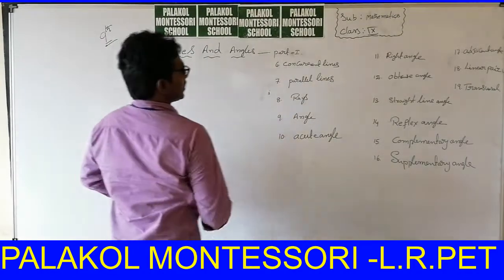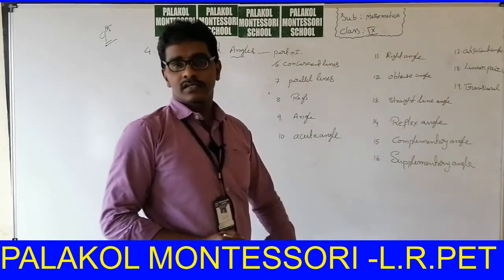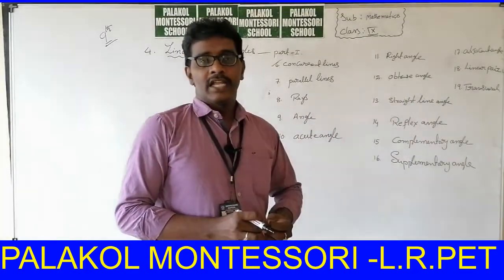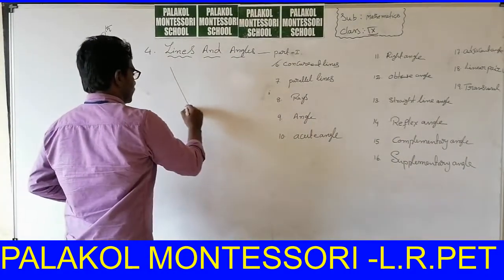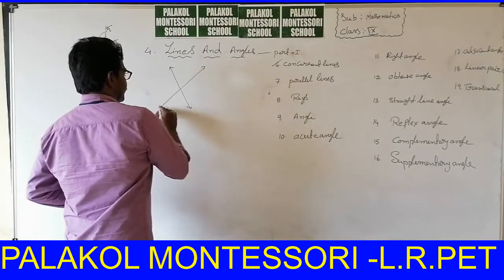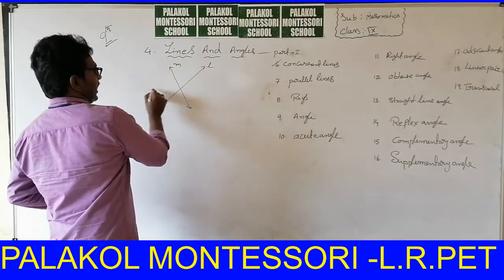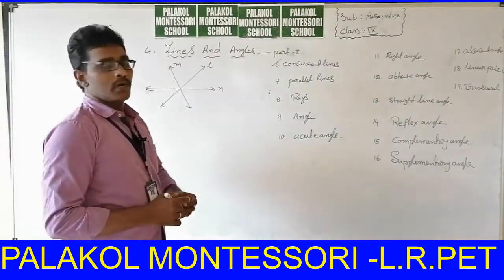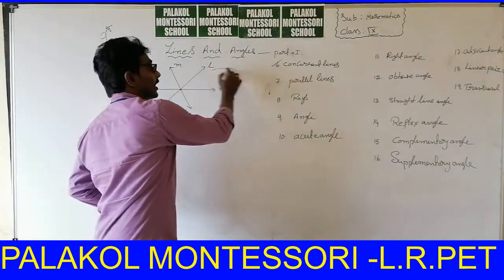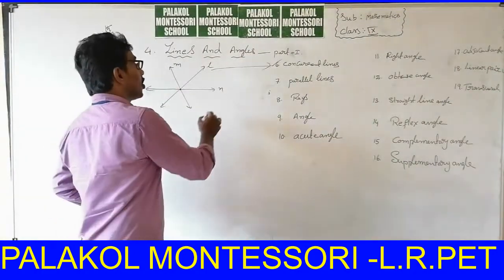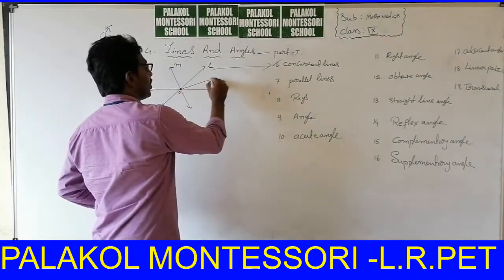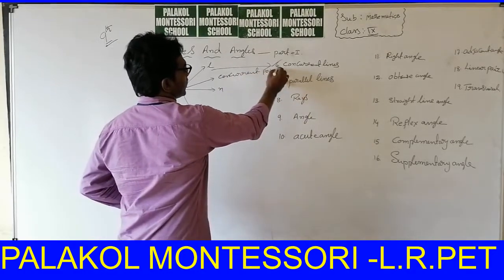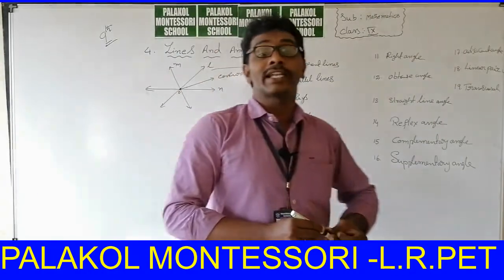Sixth one, concurrent lines, guys. Minimum 3 lines you have to take. 3 lines intersect at one point. This L, M and N. So the 3 lines intersect at one point. These lines are called concurrent lines. That point is called the concurrent point. This O is called the concurrent point.